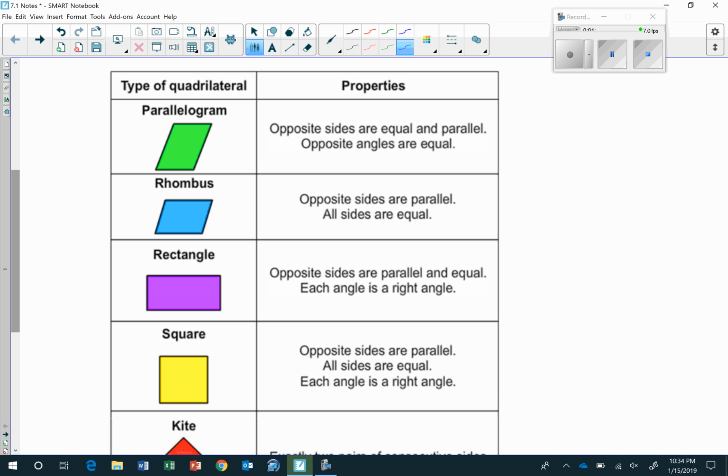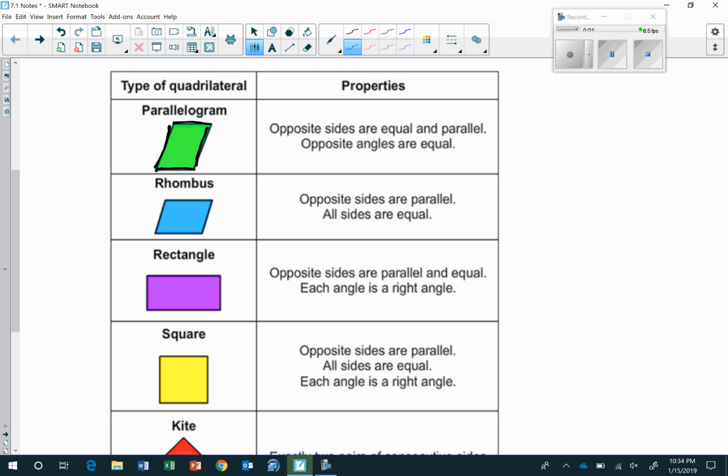So when we say that the opposite sides of a parallelogram are parallel, we're saying that this top one and the bottom one are parallel because they're opposite each other. And we're saying this one on the left and the one on the right are parallel. Two sets of parallel lines, never going to touch each other.